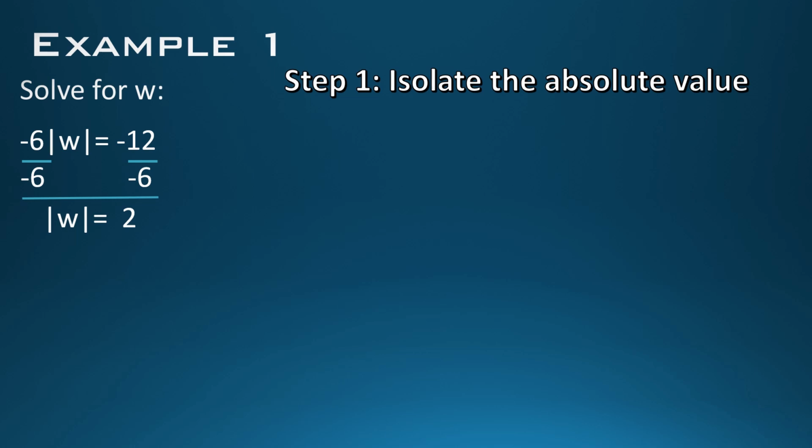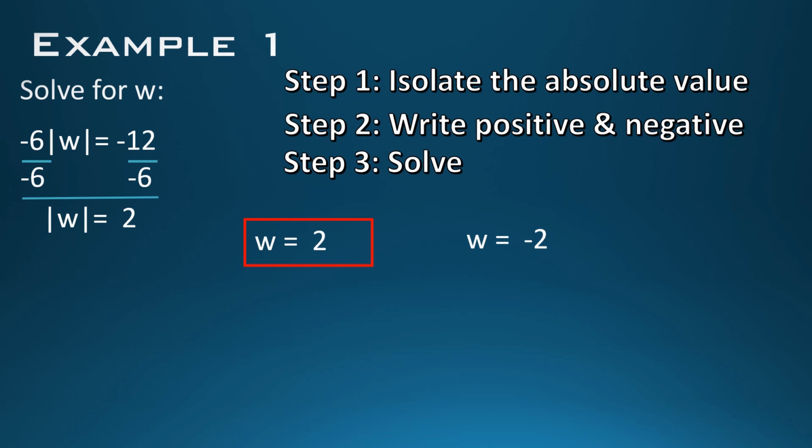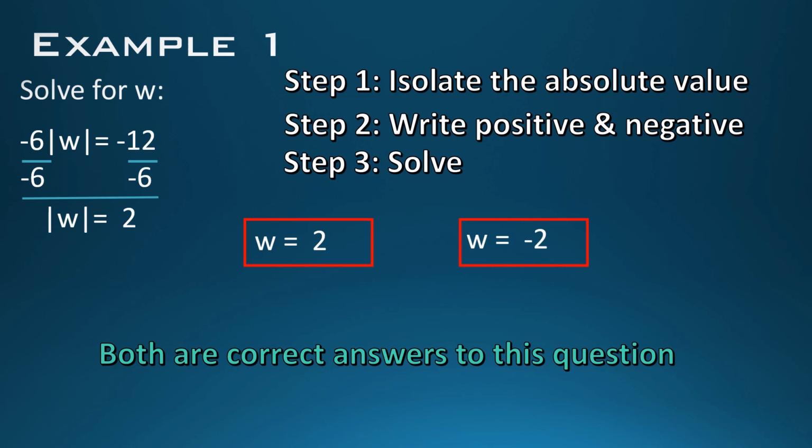Now it's not a negative, so this is a possibility. So we're going to write this twice now, the positive and the negative. So W could be 2, or W could be negative 2, because the absolute value of negative 2 would also give us positive 2. Since they're already solved, we don't have to worry about that step, and we have our two answers, W equals 2 and W equals negative 2. Pretty easy, right? Both are correct answers to this question.